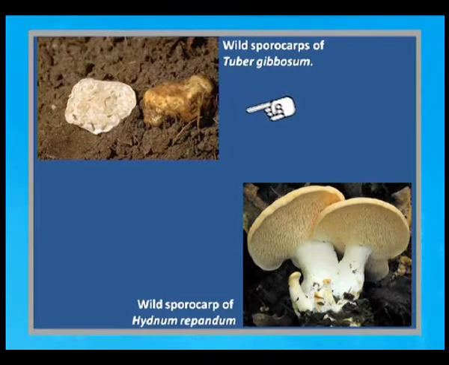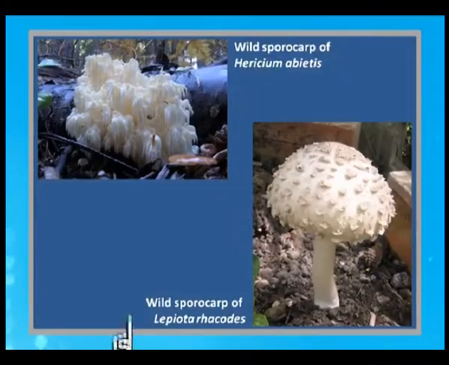There may be the Hydnum repandum, which is also a very important mushroom, which is commonly called the spreading hedgehog because of its unique habitat below the grass, and it has typical dented gills. There may be the wild sporocarp of Hericium. Hericium is commonly called the coral tooth because of its dentate appearance.